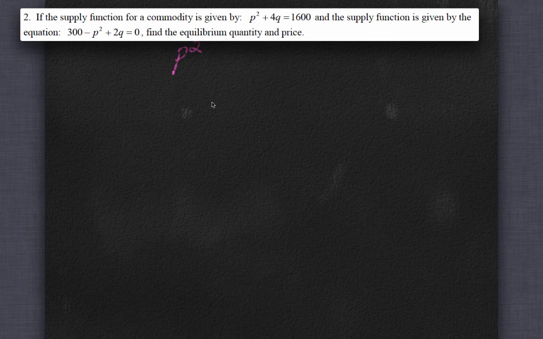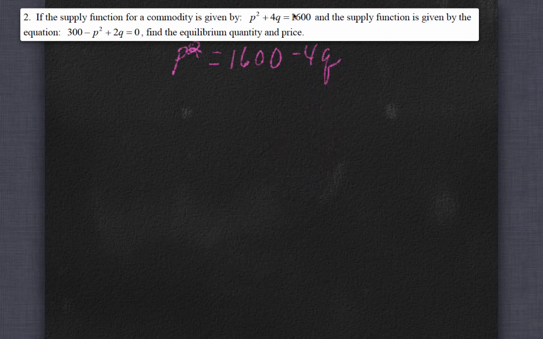So p squared equals 1600 minus 4q. So that's from the first one. So I'm going to go to this one and say 300 minus, and I'm going to substitute in.